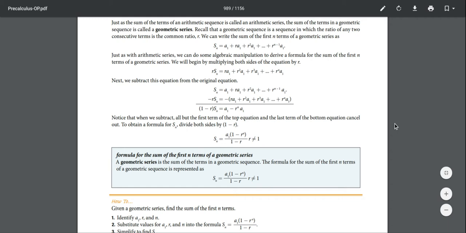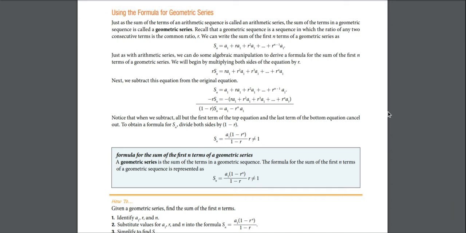Hey guys, so this is 11.4 part 2. So we're talking about geometric series. So just like with arithmetic series, we can find ourselves a formula for the sum of a geometric series. So to write out a geometric series, it would look like this, right? We're just multiplying by some common ratio each time.